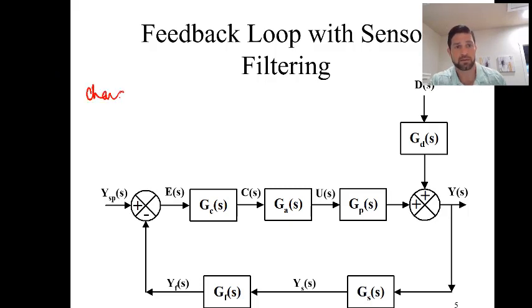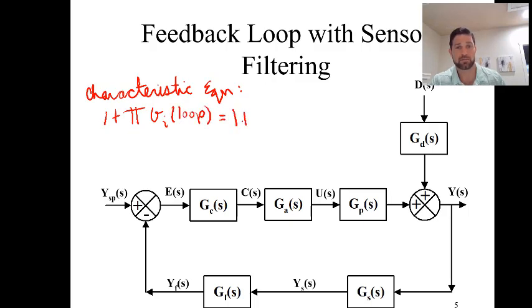Our characteristic equation, if we remember, is the denominator of the transfer function of the closed loop process. And so this is going to be 1 plus the product of the transfer functions in the loop. In this case, 1 plus the product is GC, GA, GP, GS. This is what it was previously, but now we're going to have a transfer function for the filter. So we need to know what this transfer function is.